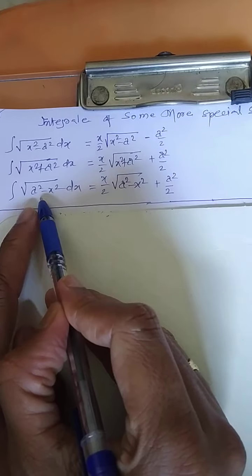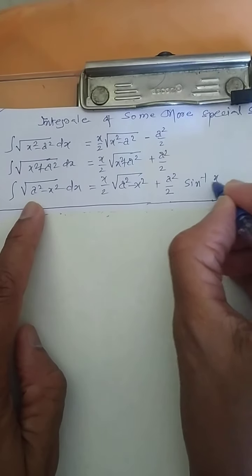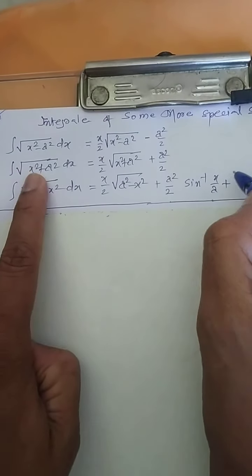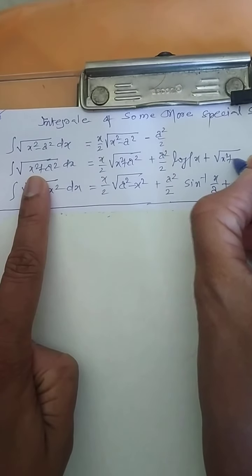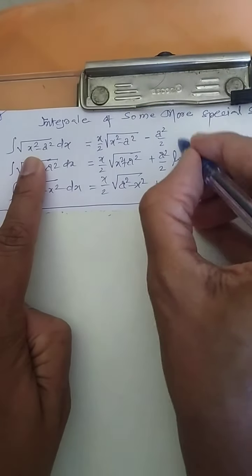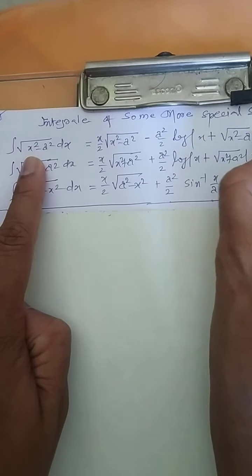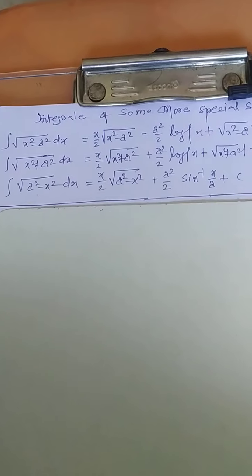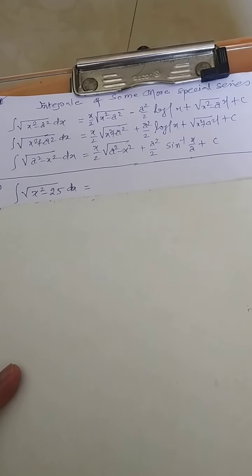Now if this is in the denominator, it is sine inverse, so it will be sine inverse x upon a. This is log of x plus the question itself. This is also log of x plus the question itself. So this is a way to recall the formulas. Note this down properly. We'll continue further and talk about how to use the formulas.